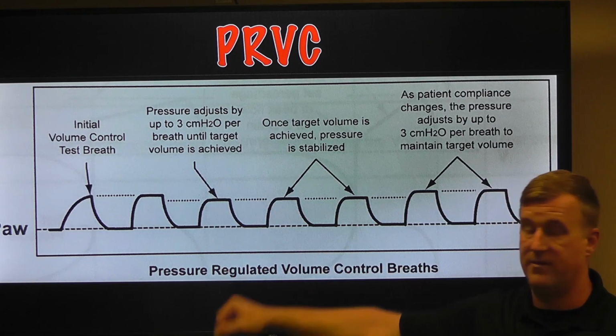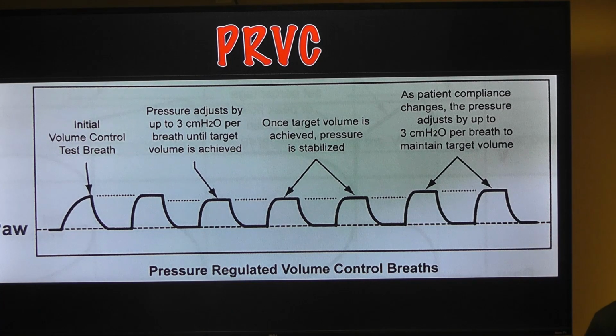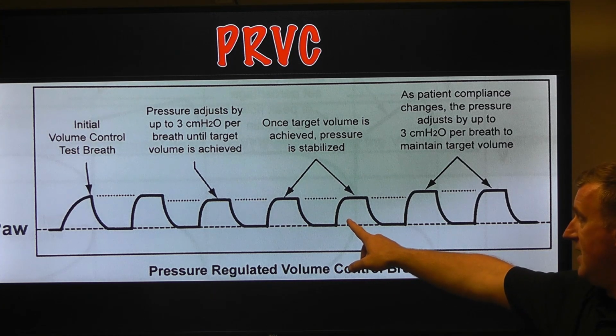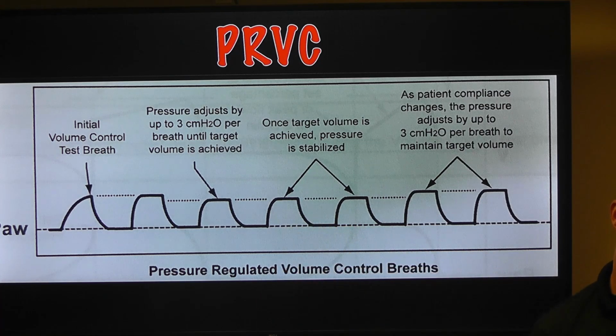Okay? That was a 500 cc tidal volume breath. Awesome, still winning. Next breath, 18 centimeter water pressure breath. 500 cc breath, cool, still winning. Next breath, 18 centimeters of water pressure. That one was only 430. Shit, not enough, gotta go back up. So back to 20 we go. So it's breath by breath adaptability of pressure based on a target volume, okay?